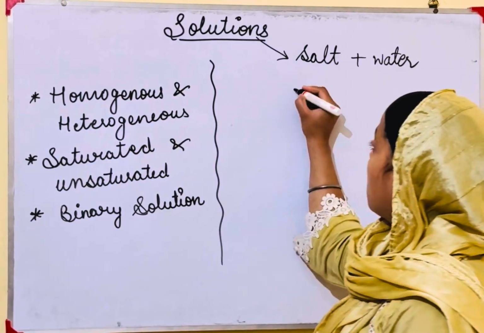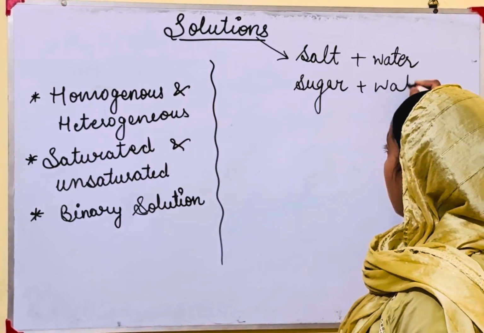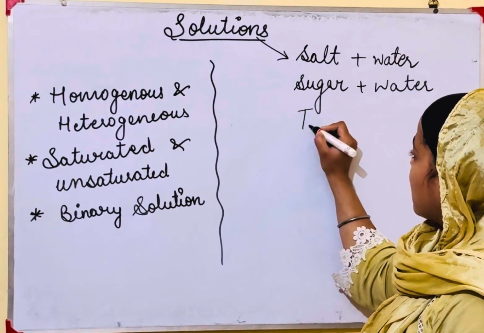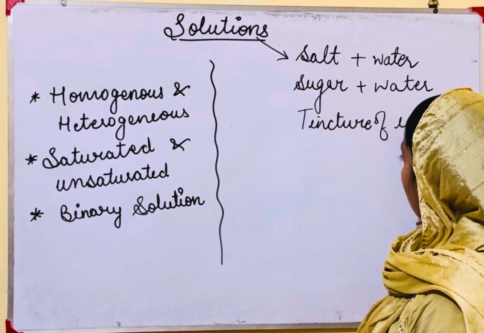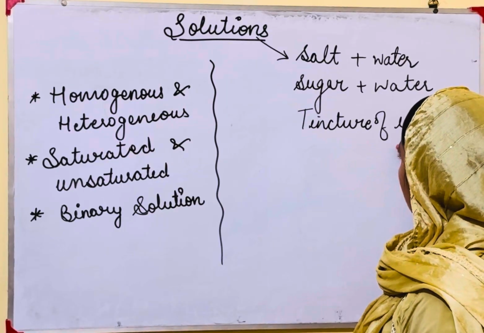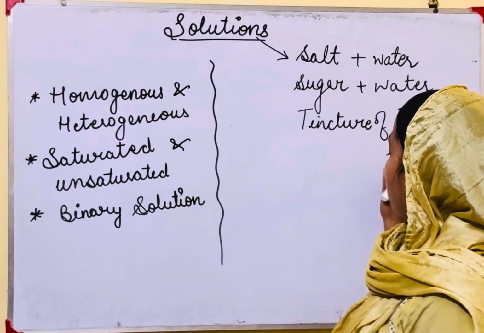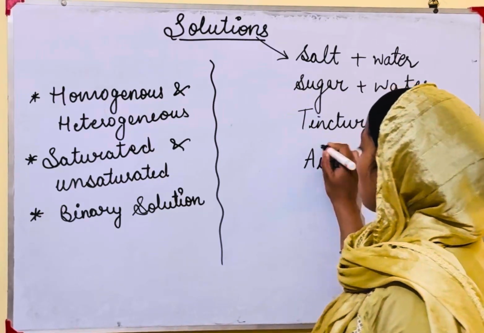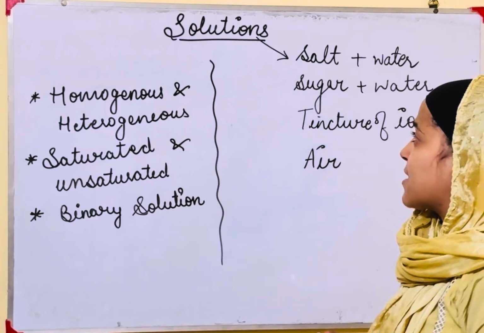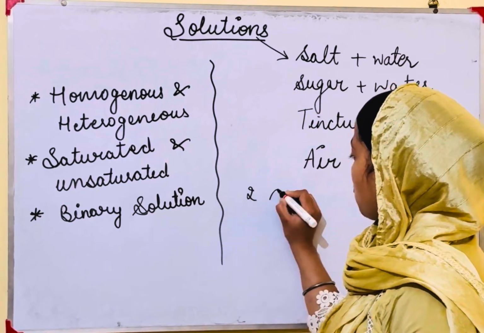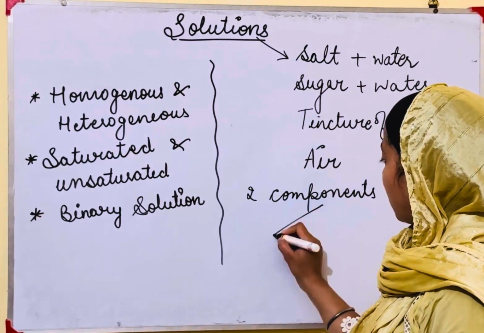Another example is sugar in water. This is again a solution. Next example is tincture of iodine. Tincture of iodine means iodine is mixed with alcohol. Tincture of iodine and air, these are all examples of solutions. Now this solution consists of two components. What are these two components?